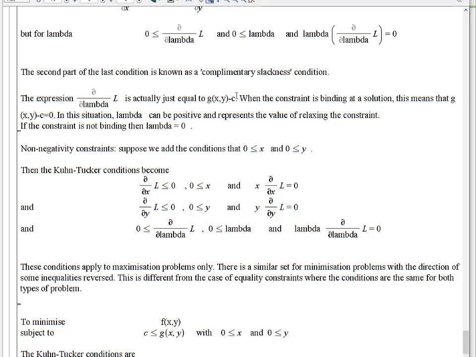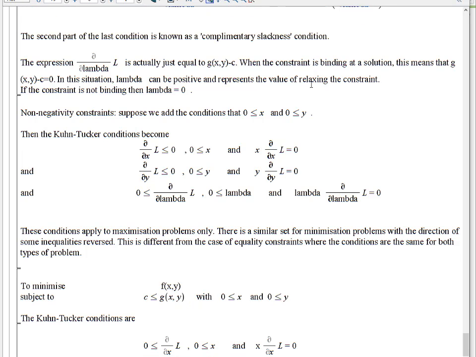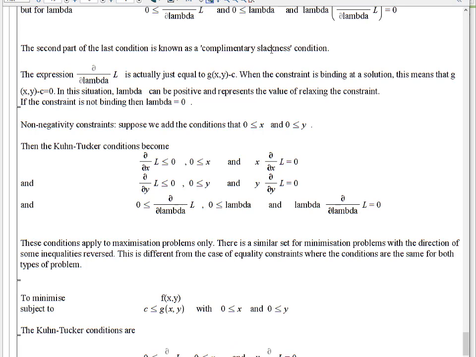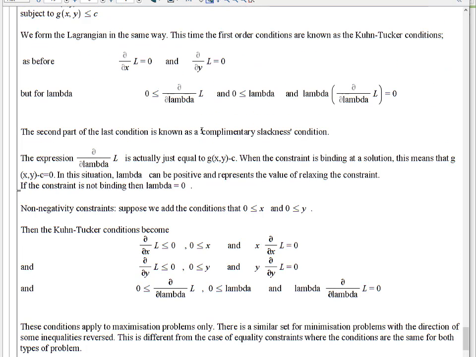So if the constraint is binding at a solution, that means this is 0, so that part's 0. That means that lambda doesn't have to be 0, and this represents the value of relaxing the constraint. If the constraint isn't binding, then lambda is 0, which essentially means that you don't care about relaxing the constraint. You don't often see them written in this form.